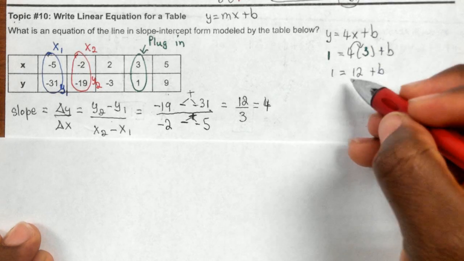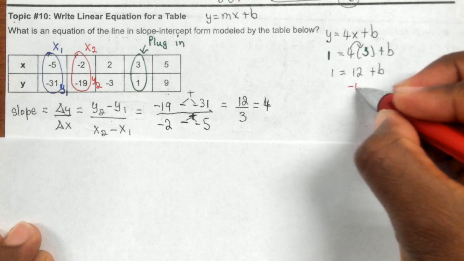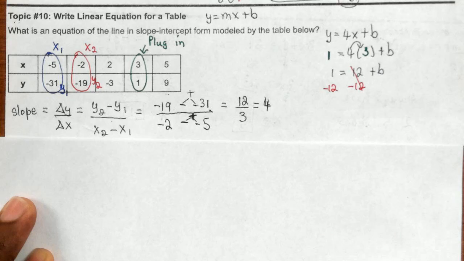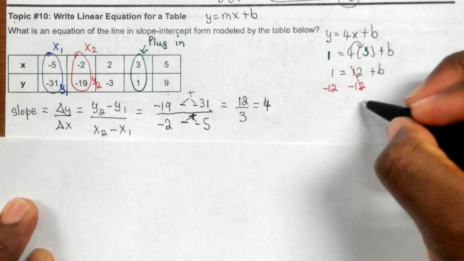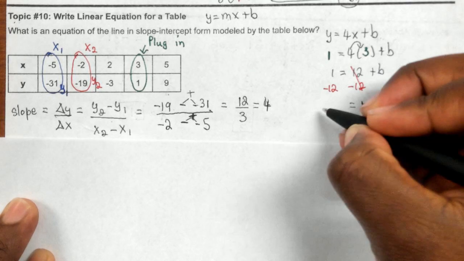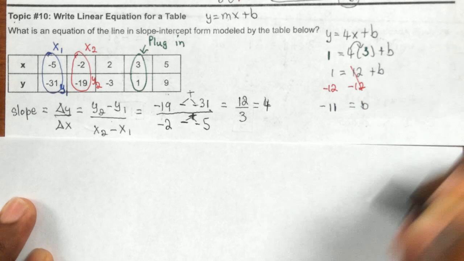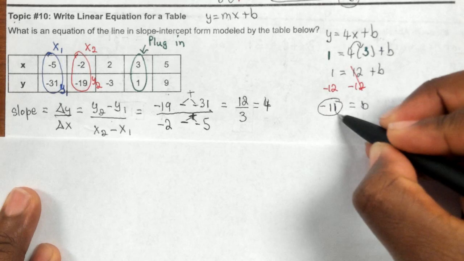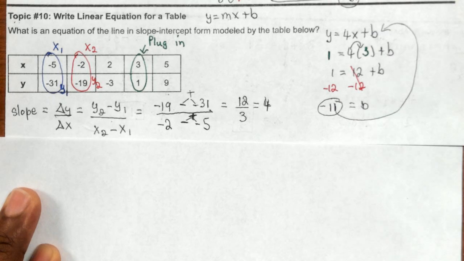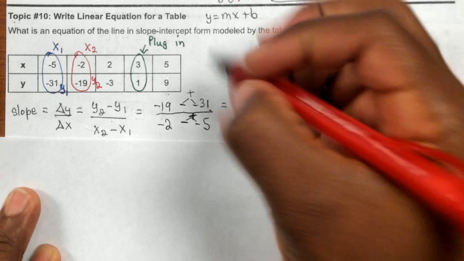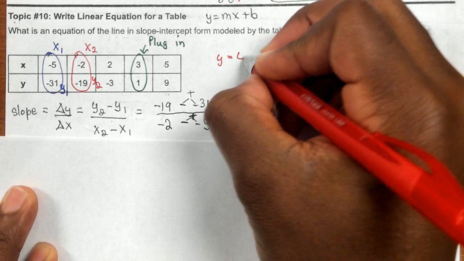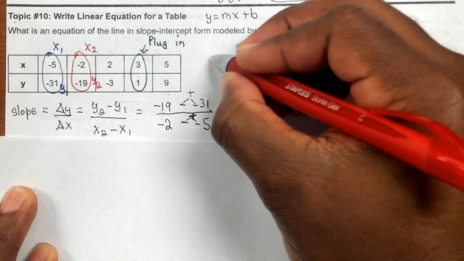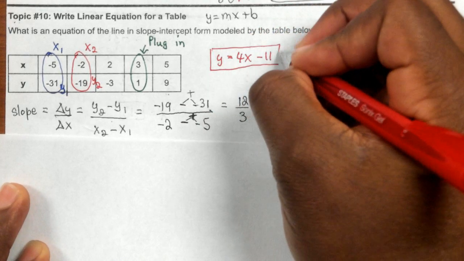Now I'm going to move my positive 12 to the other side by subtracting 12 on both sides of the equation. So my b is going to be equal to 1 minus 12, which is negative 11. That negative 11 is going to replace the b right here. So my answer is going to be y equals 4x, and instead of b, I'm going to write minus 11. Just like that.